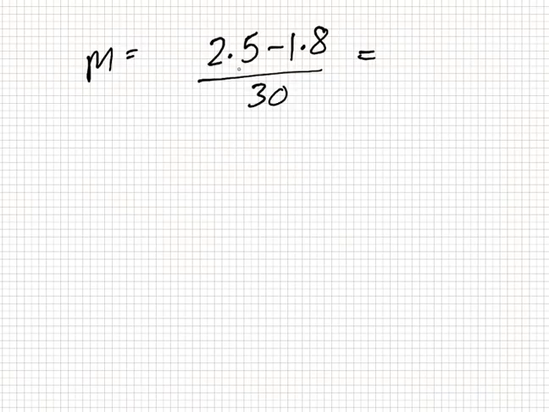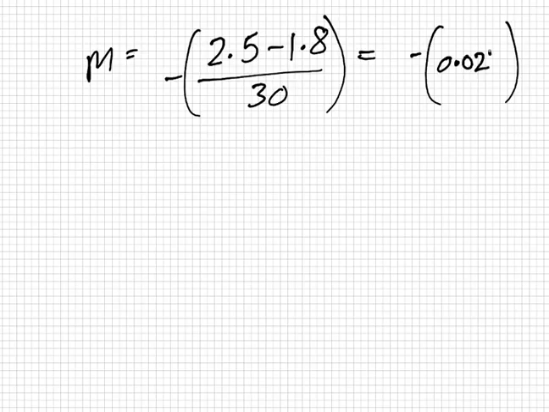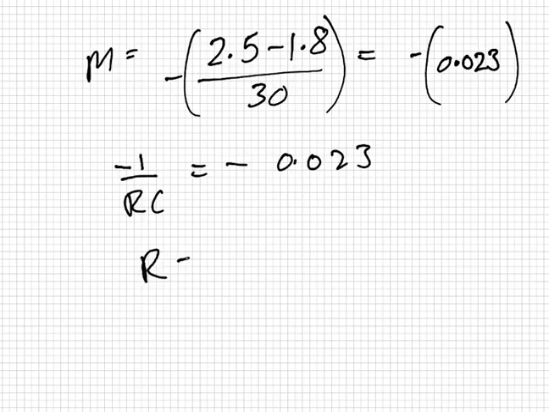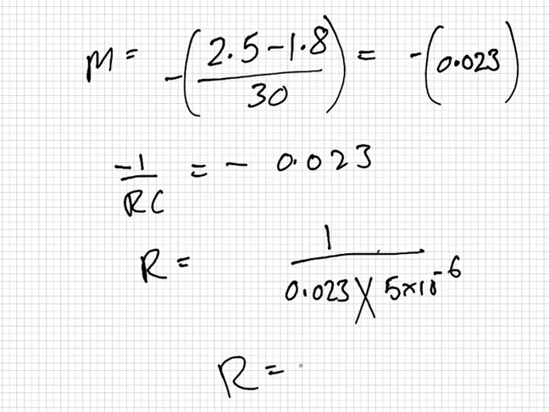Okay, what's this, please? And it's a minus because it's going down. It is 0.023, minus. Now, don't forget, what's our formula for m? What does m represent? Minus 1 over RC equals minus 0.023. So you could work out what the R is. R equals 1 over 0.023 multiplied by C, which they give us as 5 micro. So what does this equal, please?